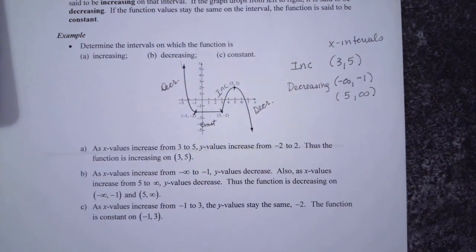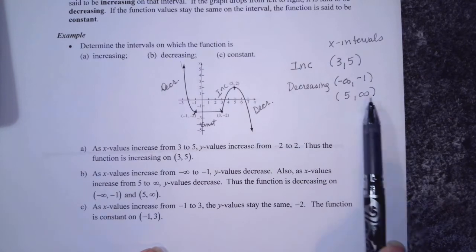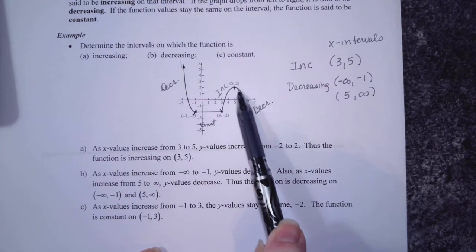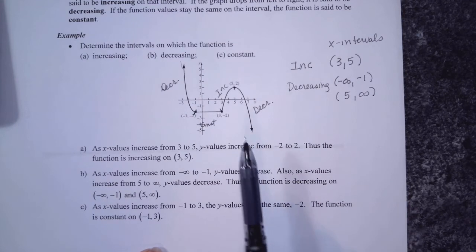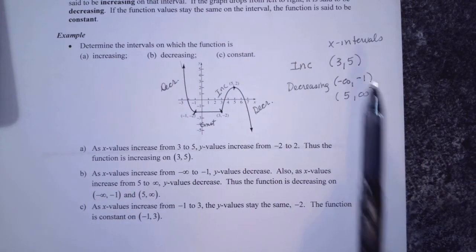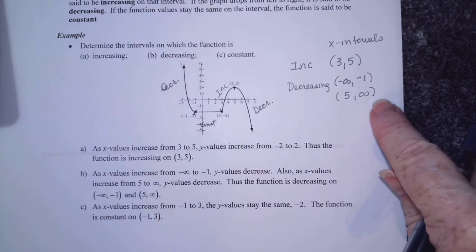Now, be careful here, because a lot of times people say, but it's going to negative infinity. Why would I put a positive infinity there? Remember, here the y values are going to negative infinity, but as you get further and further to the right of your graph, the x values are going to positive infinity, and these are x intervals.